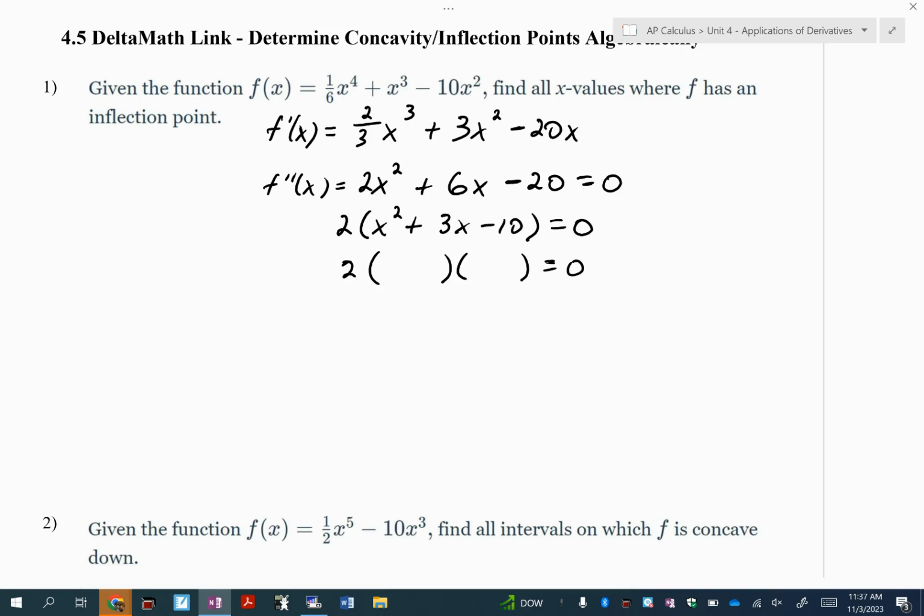Factors of negative 10 that add to 3. Let's see, positive 5 and negative 2, that's negative 10. Okay, that looks good. What makes each of those 0? Okay, and do I care about this 2 that we factored out? No, why not? Because it doesn't have an x, but if it did, I'd throw a 0 in there for another critical point. Okay, everyone all right? This is the same stuff, nothing new right now.